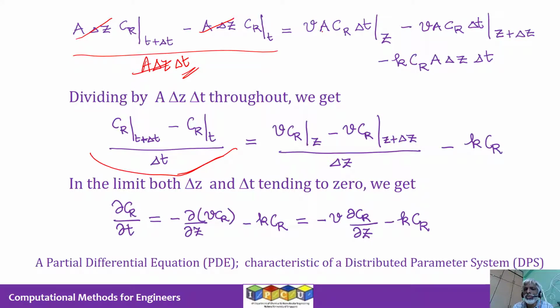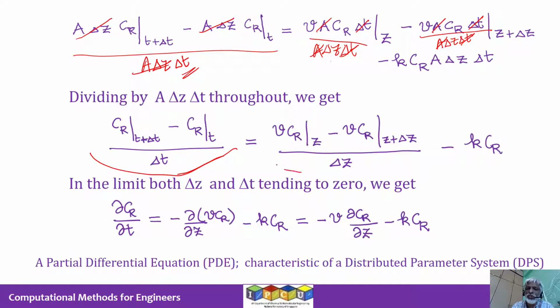Equals, now if you come to this term, when you divide this by A delta Z delta T, A cancels out, delta T cancels out, leaving you with VCR at Z divided by delta Z. And when you divide this term by A delta Z delta T, again A cancels with A, delta T cancels with delta T, leaving us with minus VCR at Z plus delta Z divided by delta Z.